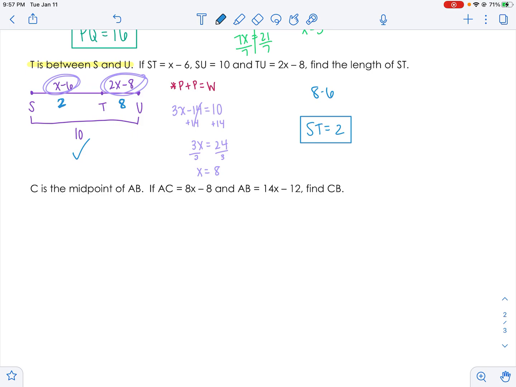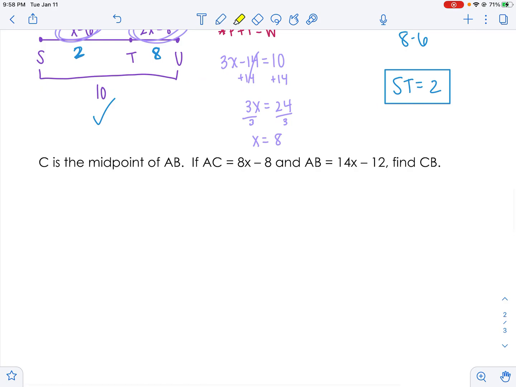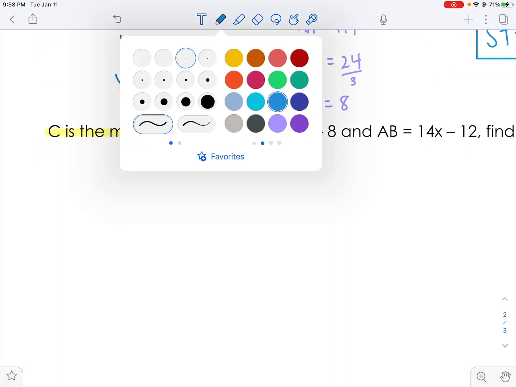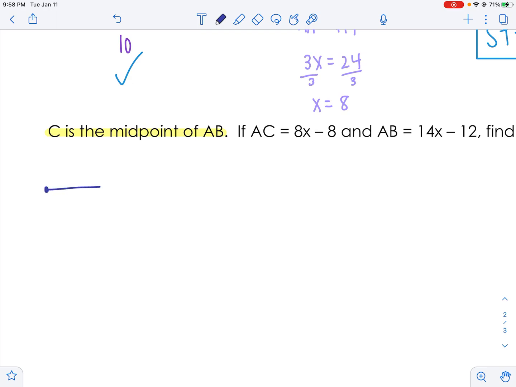For our last problem, they don't give us a picture either, but once again, we have everything that we need to draw our diagram from that very first sentence. If C is the midpoint of AB. So I'm going to go ahead and sketch this out. Today is all about segments, so I know I'm going to draw a segment. And the clue that they give you is that C is the midpoint. So C needs to go in the middle.